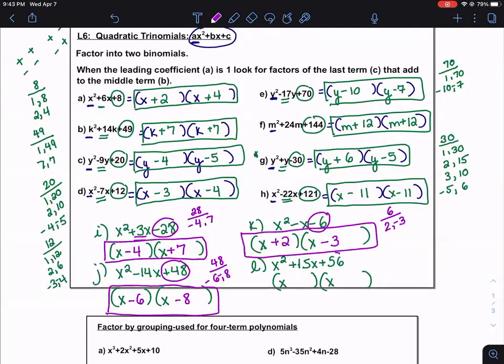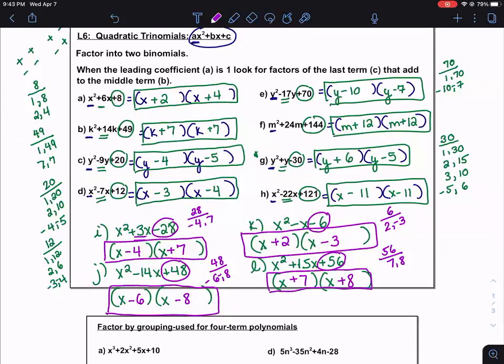And the last one, factors of 56 that add to 15. So 1 and 56 will never get me to 15. 2 and 28 would never get me to 15. 3 is not divisible into 56. 4 and 14 would never get me to 15. 5, and 6 is not divisible into 56. 7 and 8 are, however. And 7 and 8, both positive, will add to positive 15 and multiply to positive 56.